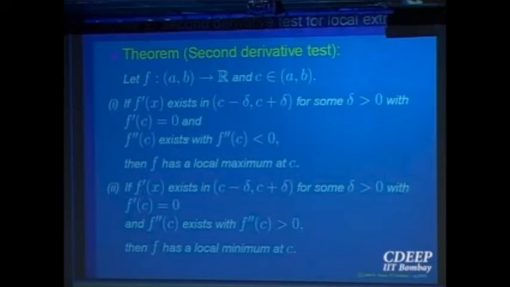So the first derivative is 0, okay, and the second derivative at that point is less than 0. We want to say that the function has a local maximum at that point. Now let us see how we start the proof. We have no knowledge about the first derivative except that it is 0. But we have this notion about the second derivative. The second derivative is less than 0. Right? So let us try to analyze what this condition means.